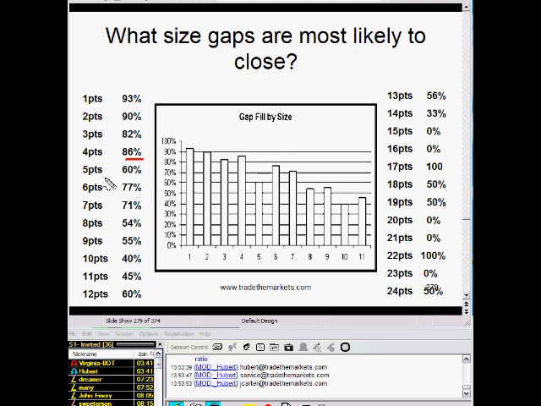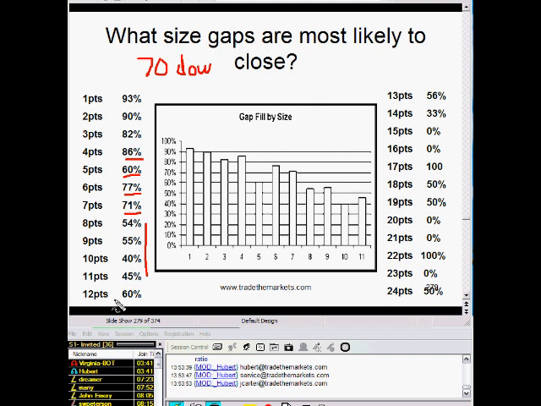86% of the time. 5 points is 60% of the time. 6 points, 77. 7 points, 71%. After you hit about 7 points on the ES, and that equates to about 70 points in the Dow, it drops off. Look, it drops from 71 to 54.